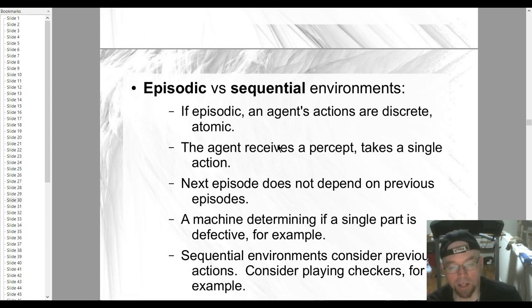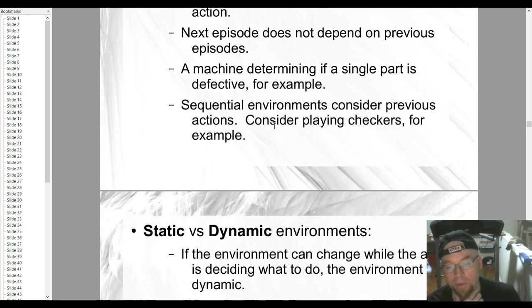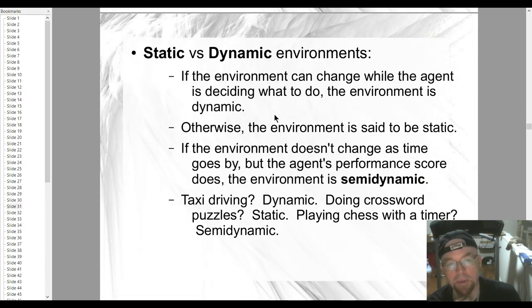Consider chess checkers, for example. Static versus dynamic: if an agent is trying to decide what to do and the environment can change while it's thinking, that's a dynamic environment. Otherwise, it's static. Now, you can have a combination of the two called semi-dynamic.